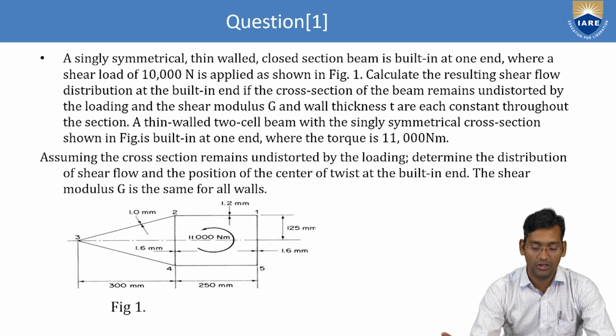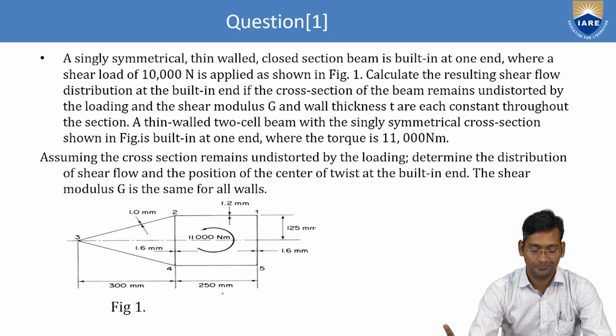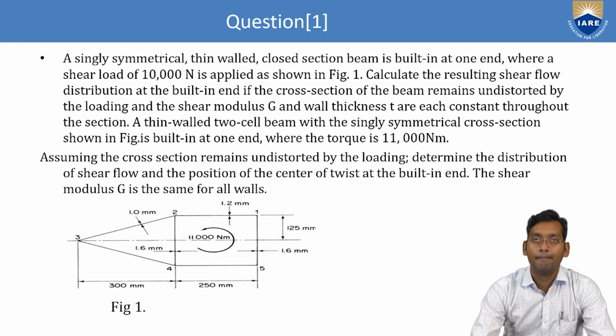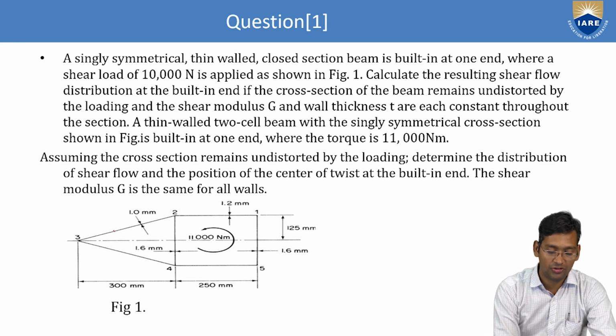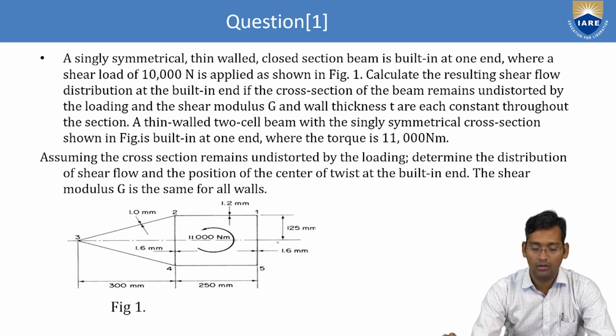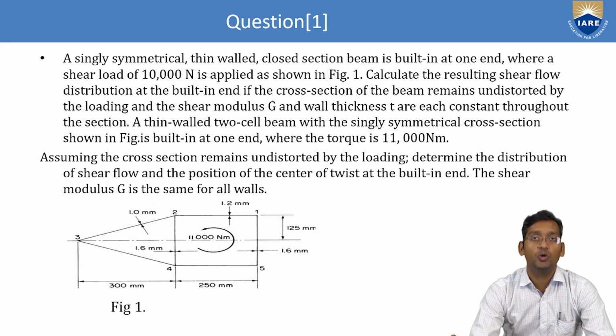a shear load of 10,000 Newton is applied as shown in the figure. So this is the figure, right? Calculate the resulting shear flow distribution at the built-in end if the cross-section of the beam remains undistorted. Means the cross-section of the beam is the same, it's not getting distorted, it's not changing, by the loading, and the shear modulus G and wall thickness T are each constant throughout the section.